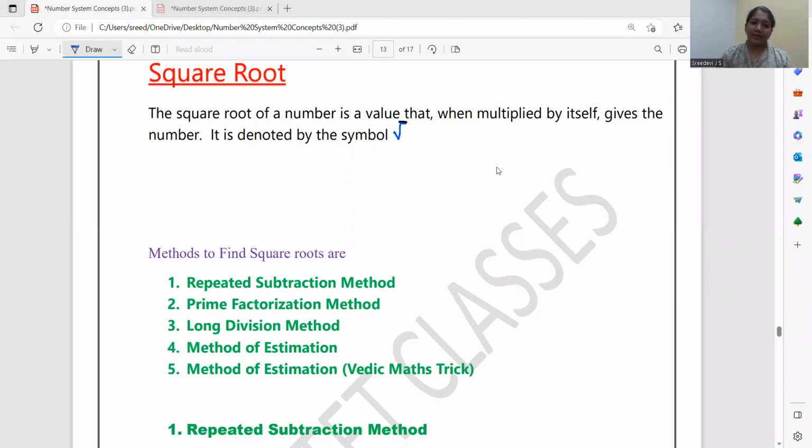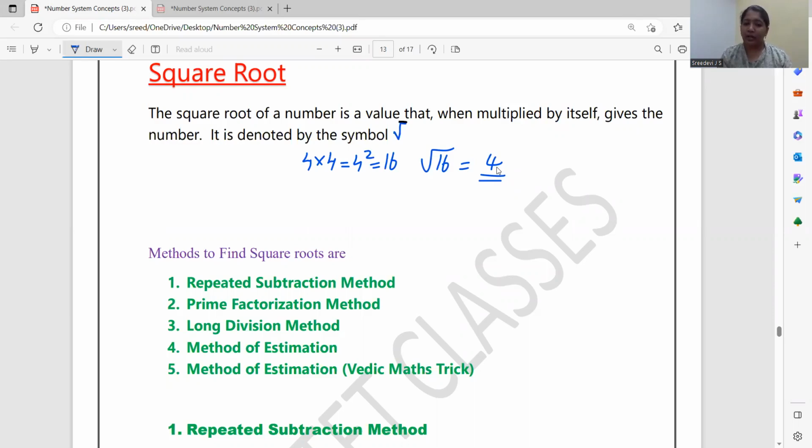So everyone, now let us see regarding square root. The square root of a number is a value that, when multiplied by itself, gives the number. For example, when you multiply 4 into 4, you get 4 square, that is 16, right? So what is the square root of 16? We will say it as 4. Actually, two values are there for the square root, positive and negative. We'll say positive 4 and negative 4 are the possible values for the square root.